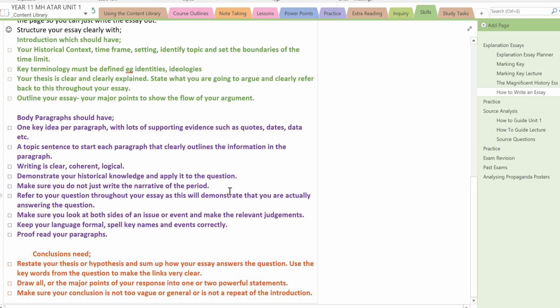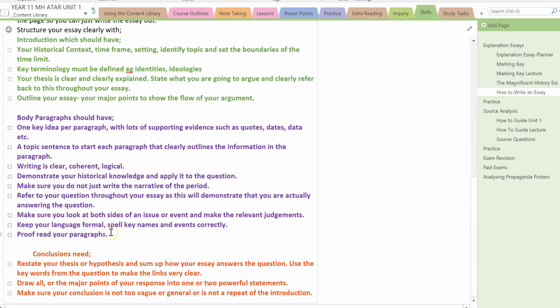Don't just write this narrative. Don't just write the story of what's going on. You need to refer back to your question here, but really it's back to your thesis. Your thesis is based on the question. That's why it keeps saying question. But you've actually got to demonstrate that you're answering the question. It's one of the key things I look for. And if I don't see it, you'll have that there as an annotation. Make sure you try and look at both sides of the issue. Even if you're arguing more strongly for one side, show in subtle ways that you've still considered the other side of the argument. It just means that you're making good judgments there.